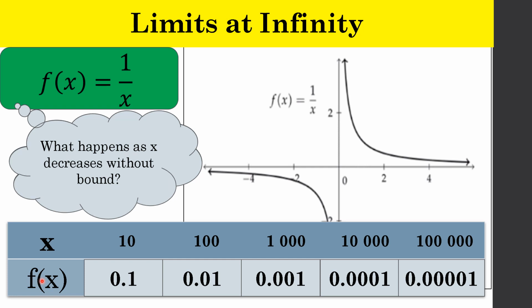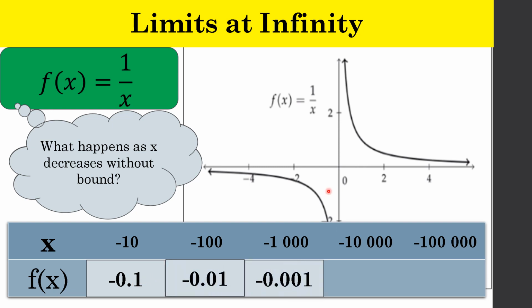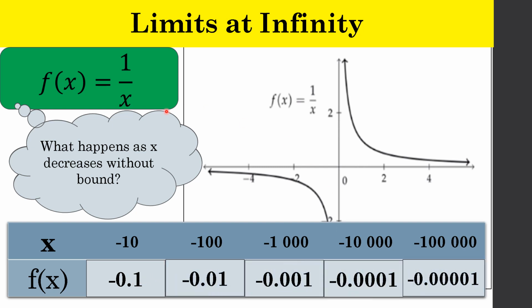Next question. Ano naman ang mangyayari kung yung x natin decreases without bound naman? So, we will take negative numbers for the values of x. Ito yung values na binigay ko. So, x is equal to negative 10, negative 100, negative 1,000, negative 10,000, negative 100,000. So, para makuha yung f of x, ganun pa rin yung rule. Papalitan lang yung x dito. If x is negative 10, then f of x is negative 0.1, so on and so forth. So, yung x natin papuntang negative infinity.